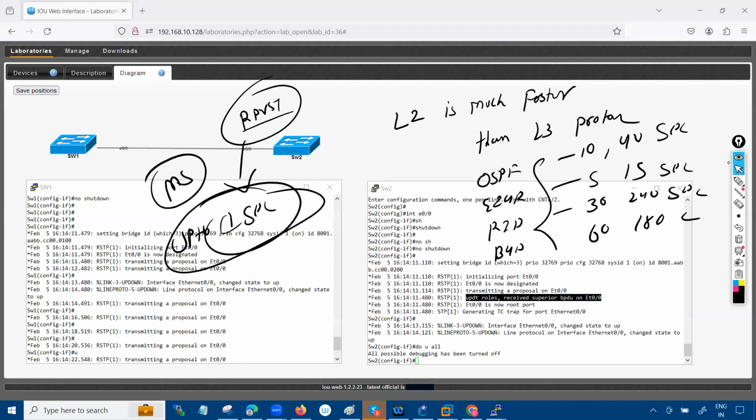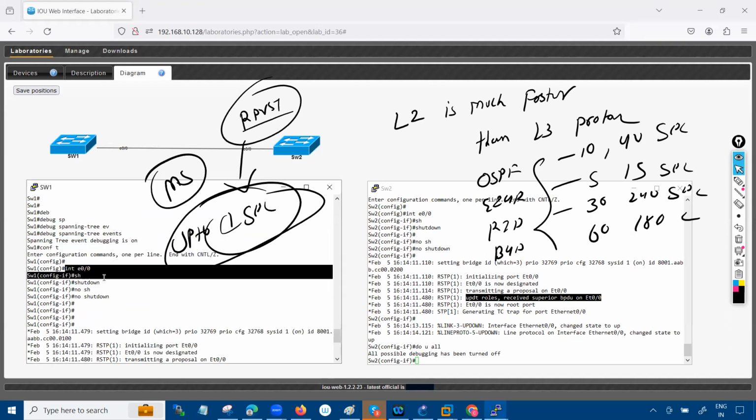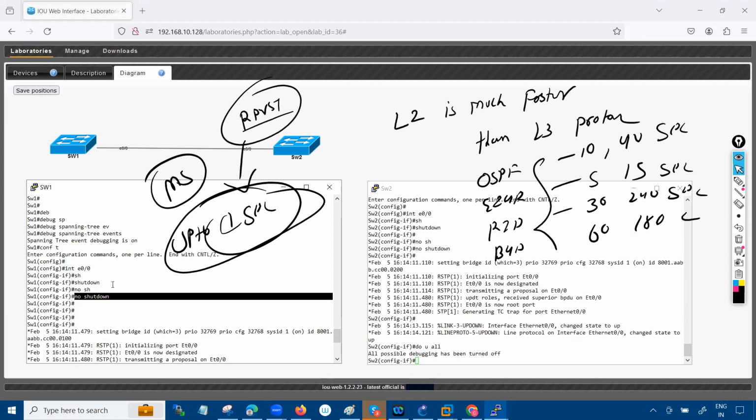So RPVST is much faster than layer 3 when we do the debug events, when you shut down the interface. Just shut down the interface, do the debug, and then do the no shutdown. What does it exactly do? Can you explain again?